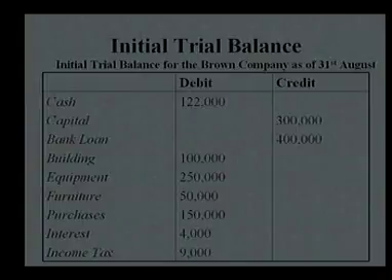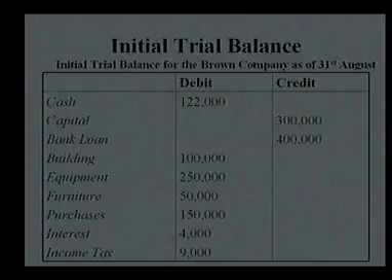Likewise, for most of the other T accounts, the entries are under debit side. For example, for cash it is 122,000, for building it is 100,000, for equipment it is 250,000, for furniture it is 50,000, for purchases it is 150,000, for interest 4,000, and income tax 9,000. Now some of you may have some doubt. I will try to do it again.